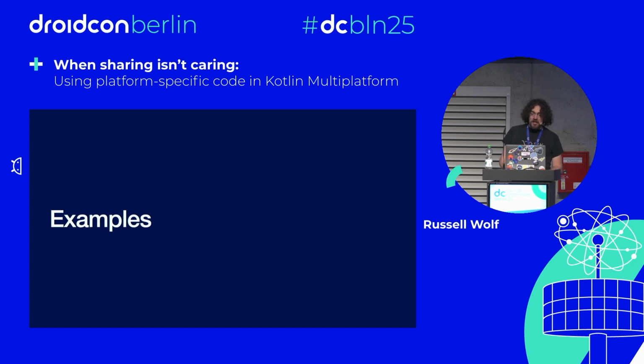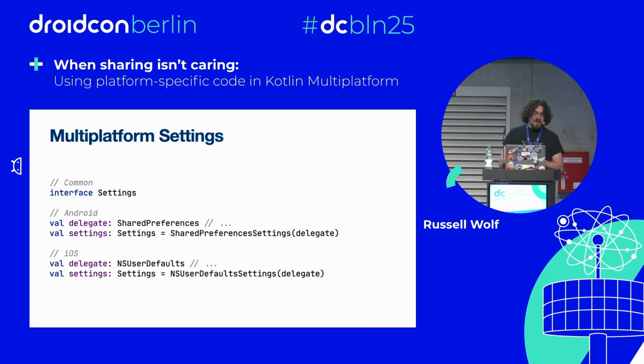These are all going to be real world examples that have been maybe simplified a little bit, coming either from some of my own open source work or from clients who I've worked with, names changed to protect the innocent. And we'll start with multi-platform settings. This is a library I maintain that is essentially a key value store wrapping around shared preferences on Android, user defaults on iOS, and a number of other implementations as well.